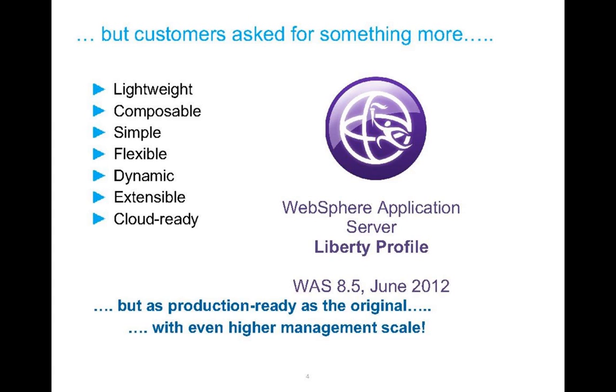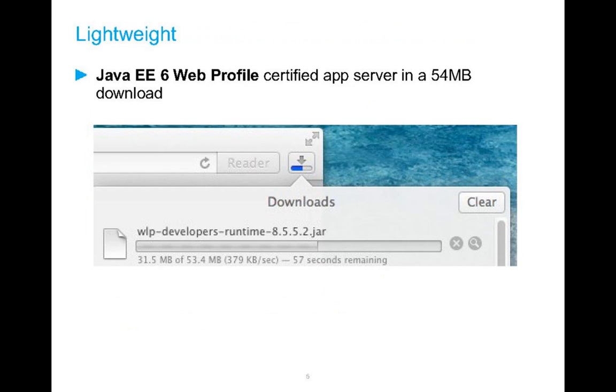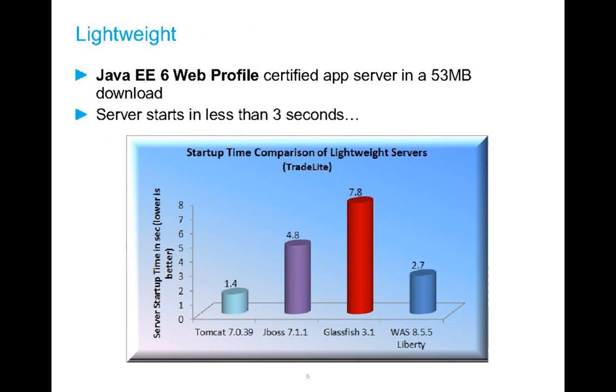Liberty is lightweight. The Java EE 6 Web Profile certified app server, that is Liberty Core, is a 54 MB download. That is pretty small. You can get it downloaded very fast. It starts in less than 3 seconds. You can see the chart below where you have the startup time comparison of different servers. You have Tomcat, which takes 1.4 seconds, but note that that is not a web profile, it's just a web container. Liberty takes 2.7 seconds, and that has a lot of additional features. So it's pretty fast.